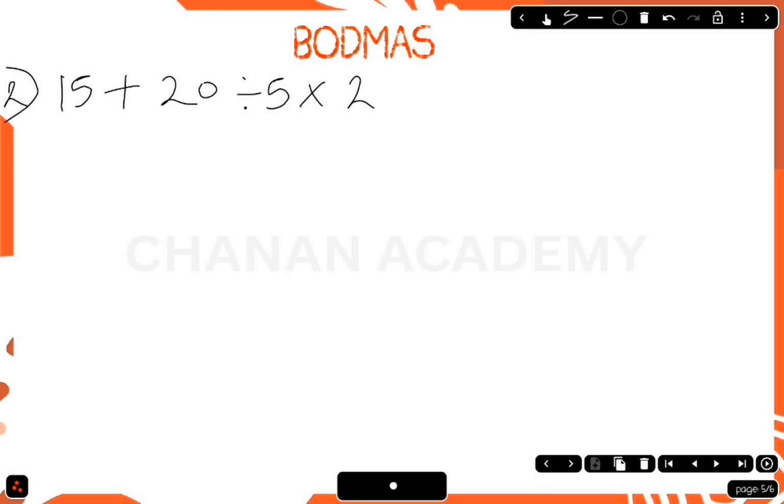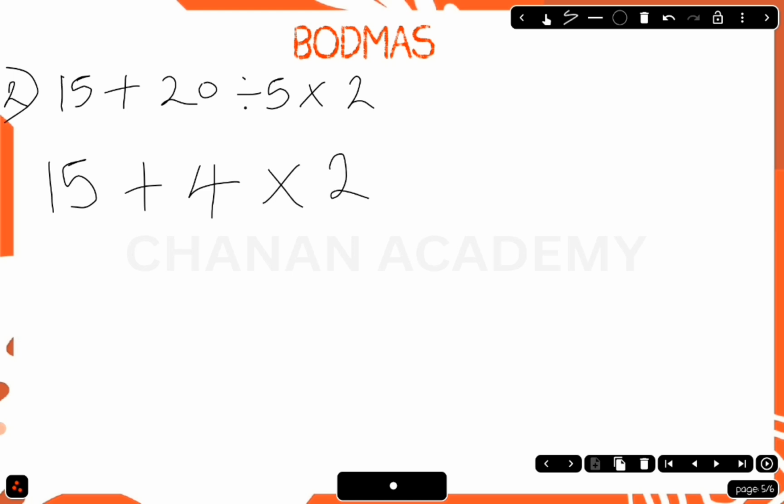Remember, both of them have the same ranking, but we start solving from the left to the right. The division is on the left and multiplication is to the right. So we start with division. So we have 15 plus 20 divided by 5. What's our result? The result is 4.